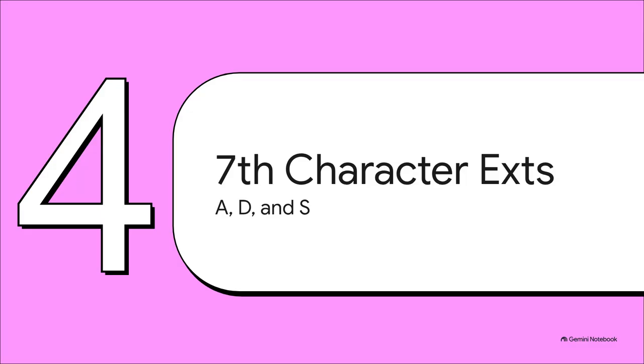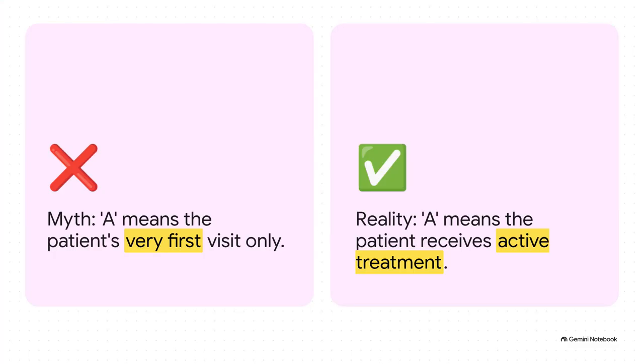And that brings us to Trap 4, the 7th character extension: A, D, and S. This final hurdle focuses on injuries and external causes. Honestly, this is an area just notorious for widespread myths that end up costing examinees precious points. So let's aggressively debunk a massive myth right now. The myth is that the 7th character A stands for the patient's very first visit, and literally every single visit after that has to be a D. Well, that is completely false.